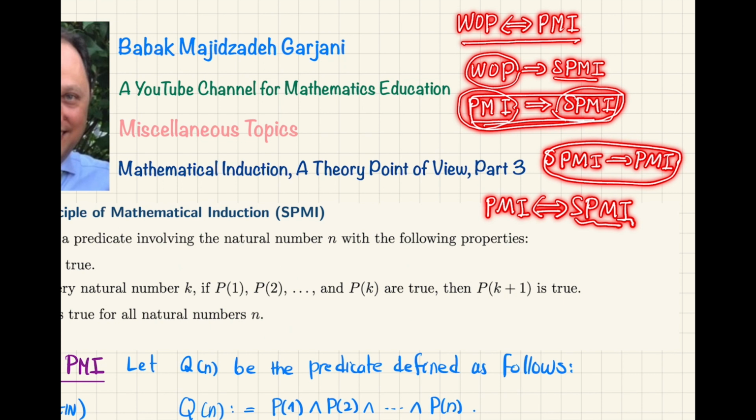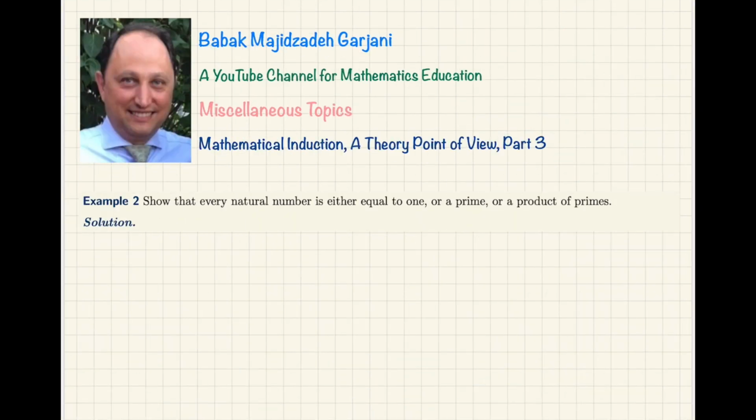Okay, and so this will be finalized in the next video, but if you take that one for granted, then we will have three statements: WOP, PMI, and SPMI, all statements regarding the set of natural numbers, and all of them are equivalent. One of them implies the other and the other way around. Okay? Now let me finalize this video by presenting an example where the strong principle of mathematical induction would be very helpful to prove it.